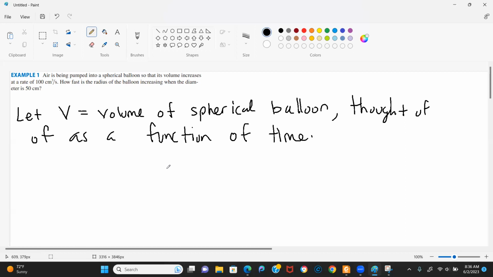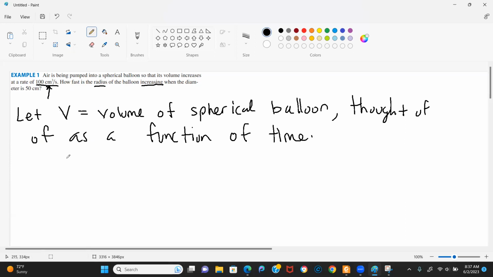We maybe don't know exactly what sort of function of time it is, but we do know how it's changing with respect to time. The volume is increasing at a rate of 100 cubic centimeters per second. So whatever function V is, we at least know the rate at which it's changing. And it turns out that's all we need to know to figure out how the radius is increasing. We only need to know the rate. We don't need to actually know what those functions look like.